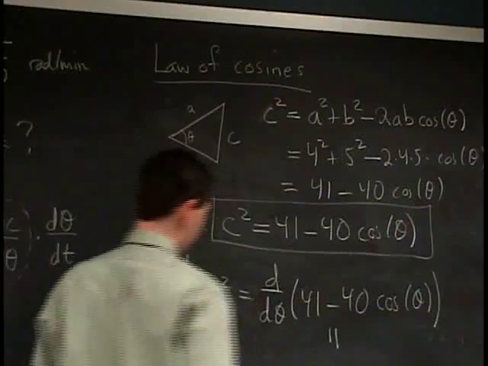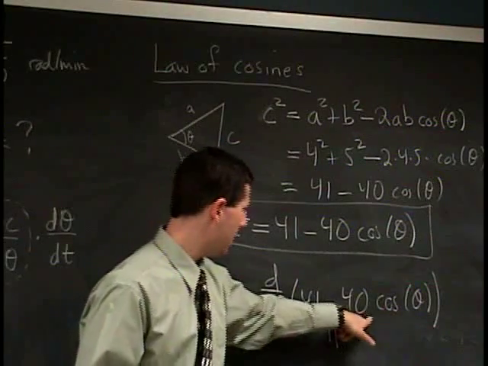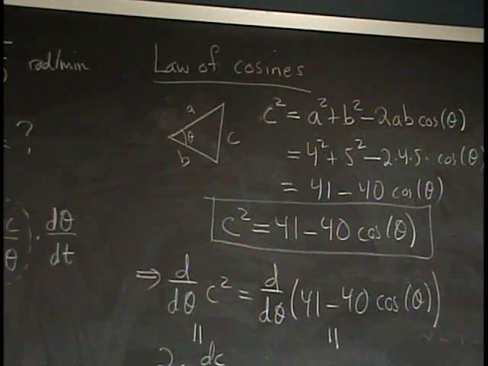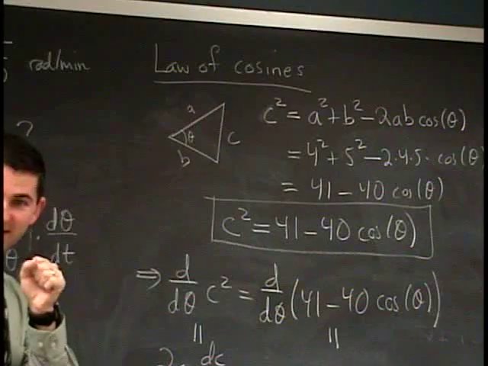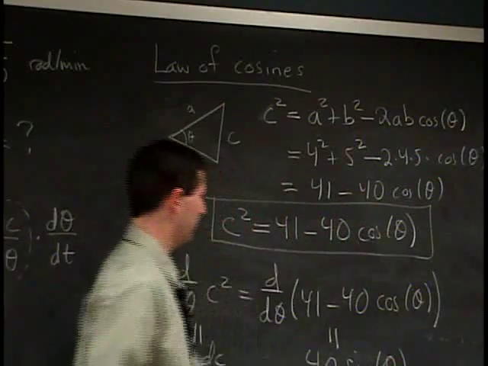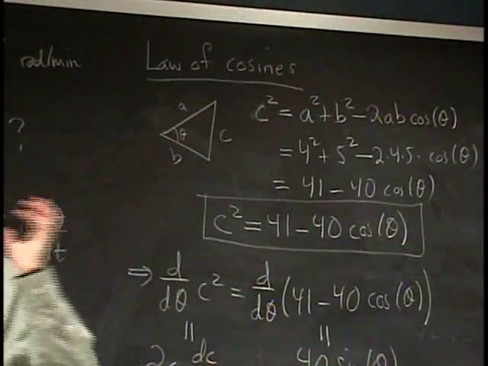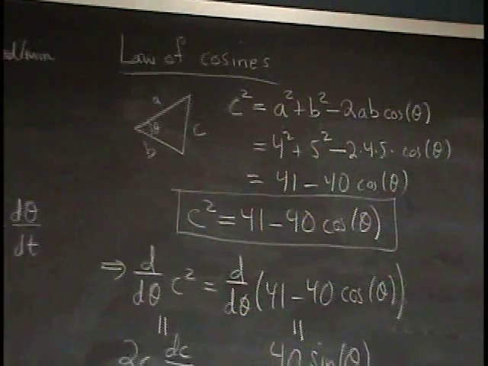Okay, what about the other side? Well, this should be the easy side. The derivative of 41, boom, that's 0. Right, minus 40 cosine of theta becomes? Positive 40 sine theta. Cosine theta becomes minus sine theta, and then you have minus 40. So minus 40 times minus sine theta is positive 40 sine theta.